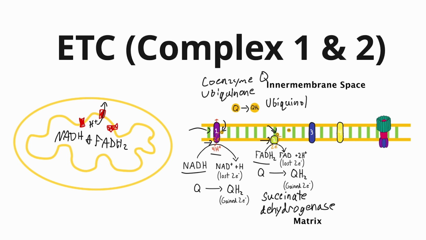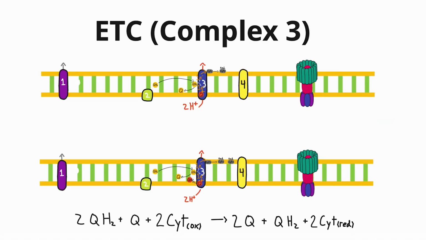Once they are created at complex 1 and 2, the reduced coenzyme Qs, which I've drawn right there, will make their way over to complex 3 and deliver their electrons there, which we'll cover right now. The transfer of electrons from the reduced coenzyme Q to complex 3 is going to occur over 2 steps called the Q cycle. In the first step up top, coenzyme Q is going to arrive at complex 3 and it's going to donate 2 electrons.